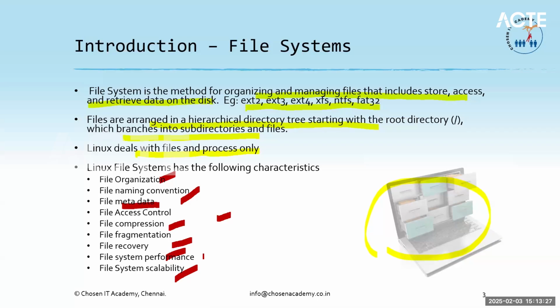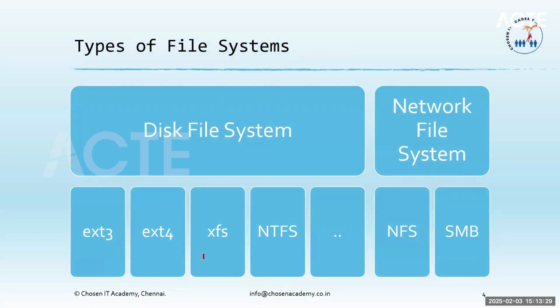Okay. Now, when you look at the file system, at a high level we have two kinds of file systems. One is the disk file system. The other one is the network file system. The way it is segregated is based on whether the file system is available over the network.